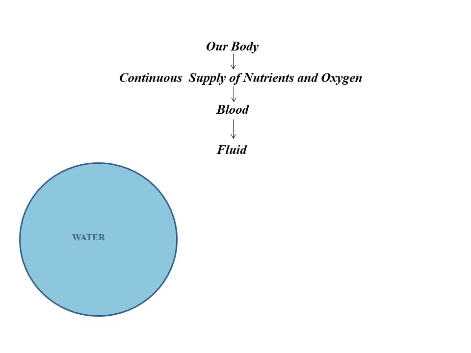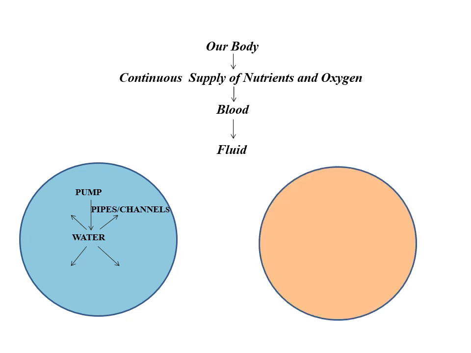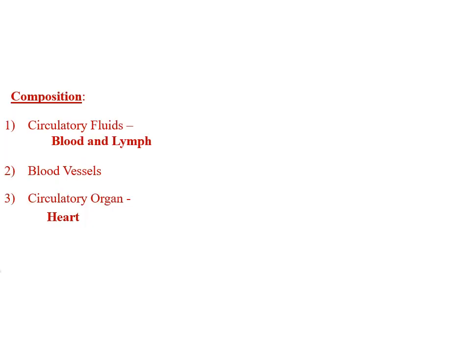Imagine if we want to supply water to different places located in all four different directions, what will we need? A pump, right? That would push the water through the pipes or channels. Our body works exactly the same way. Our heart is a pump that pushes the blood through the blood vessels and helps the blood to reach every cell of the body.